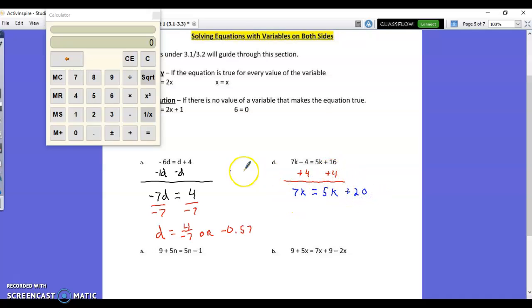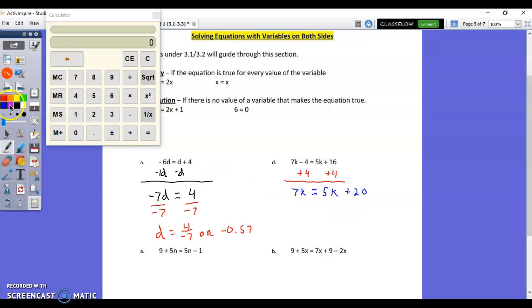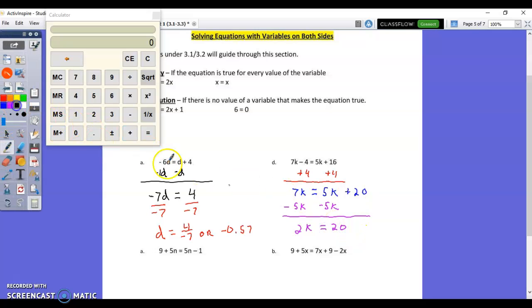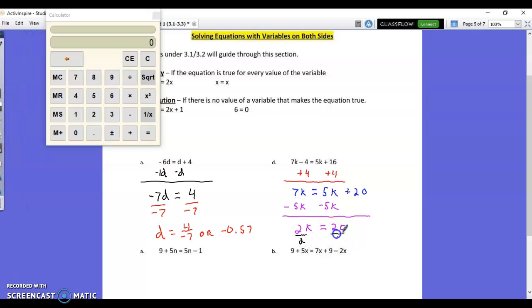All right, so now I have basically what I have over here in example A. This 5k now and 20 are on the same side and have a k over here. So I want to get this k out of this side and adjust the left side. So how am I going to do that? I'm going to make that 5k a 0 by subtracting 5k. So 7k minus 5k is going to give me 2k equals 20. And then I'm at my single step problem where I can divide by 2 to get 1k by itself. And I have now k equals 20 divided by 2 is 10.